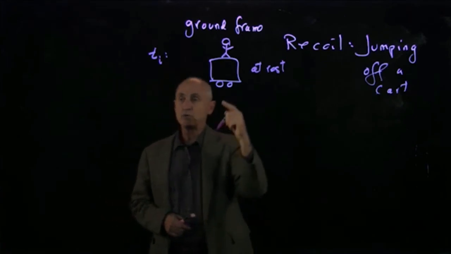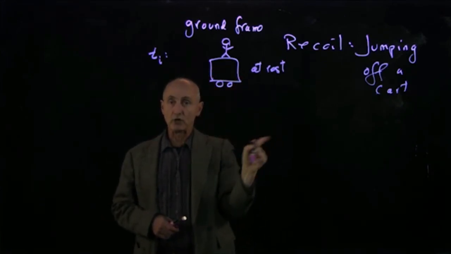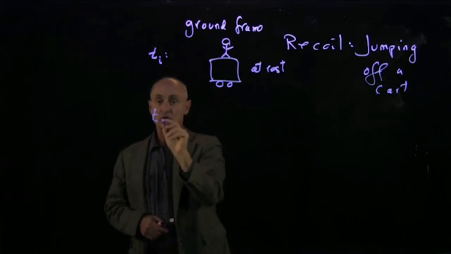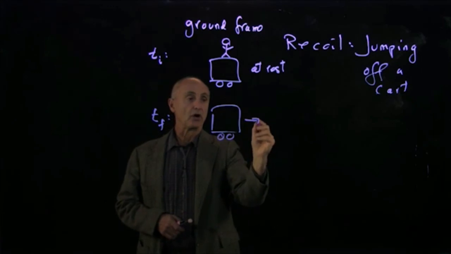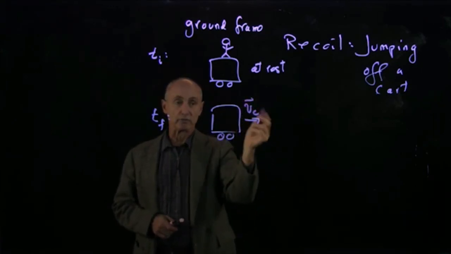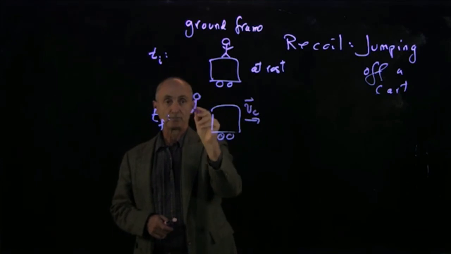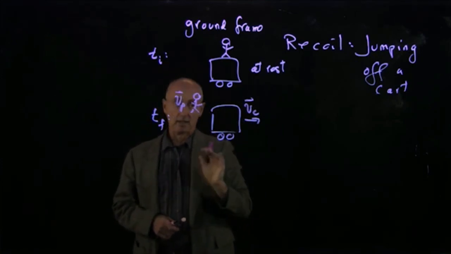Now, the person we're going to assume jumps horizontally off the cart, and the cart will recoil in the opposite direction. So after the jump, we can describe this picture. The cart is moving with velocity vc, and the person has jumped with the velocity vp.